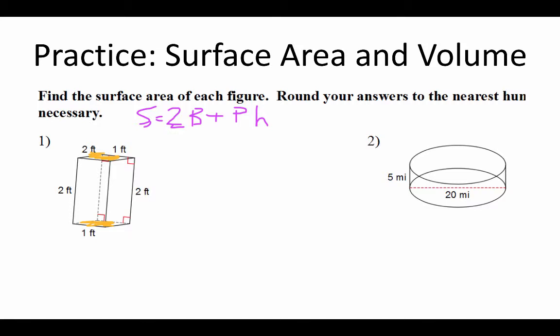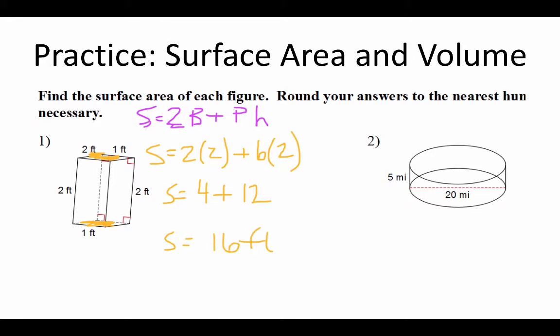It's not going to be too difficult to figure out the area of the base. 2 times 1 is 2, so our area is 2. So I'm going to rewrite: surface area equals 2 times the area, which is 2, plus our perimeter. We have 2 and 2, and another 2 on that side and another 1. So 2 plus 2 plus 1 plus 1, our perimeter is going to be 6, and our height is going to be 2 feet. So now it's just solving for this. Surface area equals 4 plus 12. Surface area equals 16 feet squared.